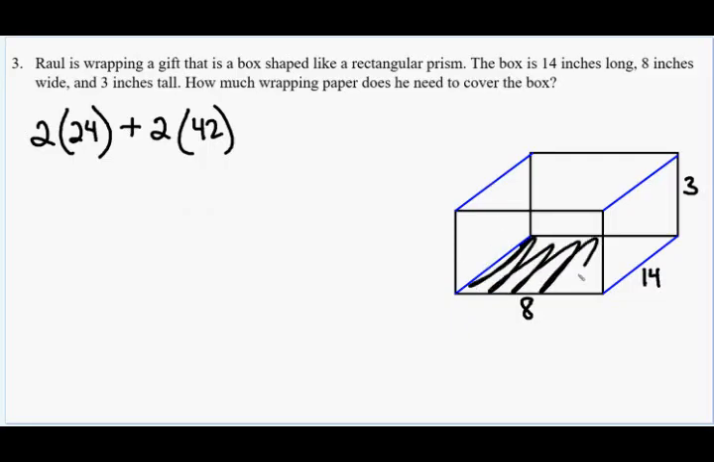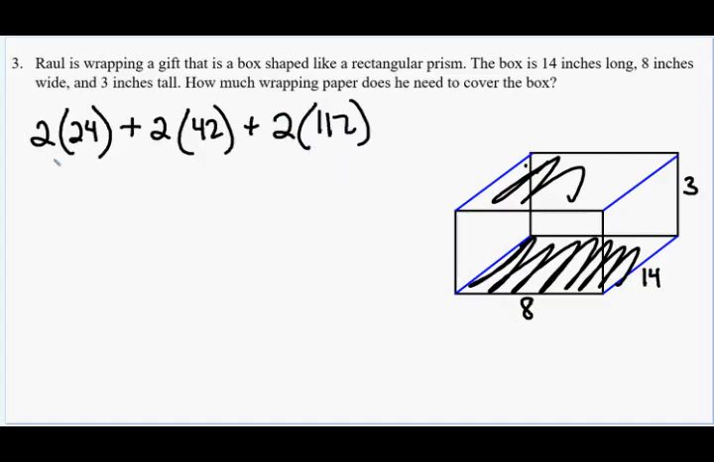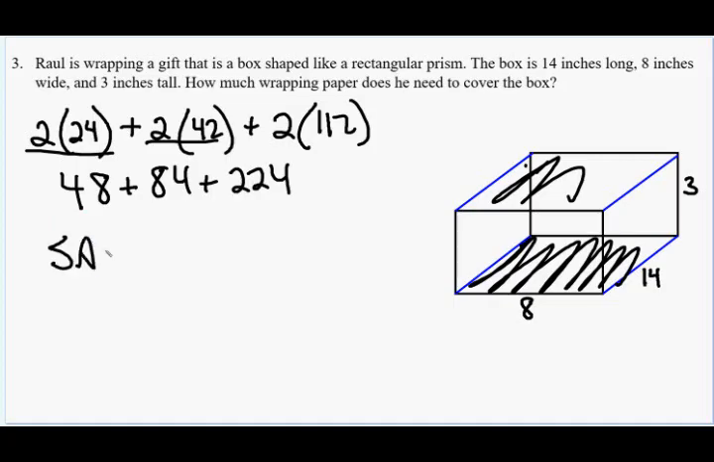And then we're going to have the top and the bottom. So the bottom is 8 by 14, and the top is also 8 by 14. So we've got 2 of the 8 by 14s. 8 times 14, I think, is 112. So 2 24s are 48. 2 42s are 84. 2 112s are 224. If we add that all up, our surface area is about 356 inches squared. I hope Raul has enough wrapping paper.